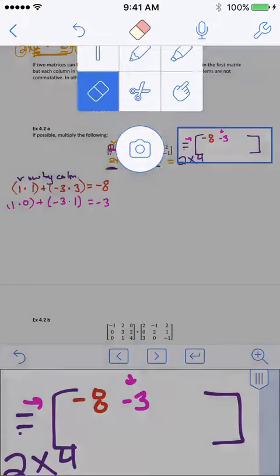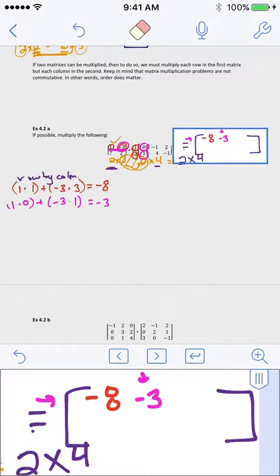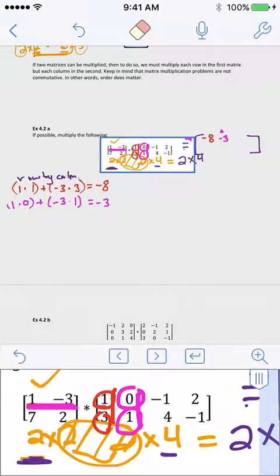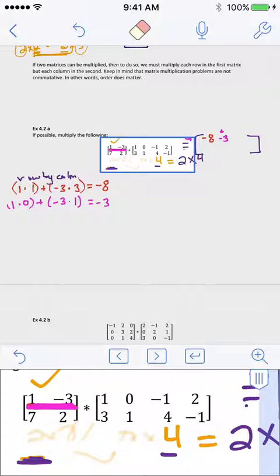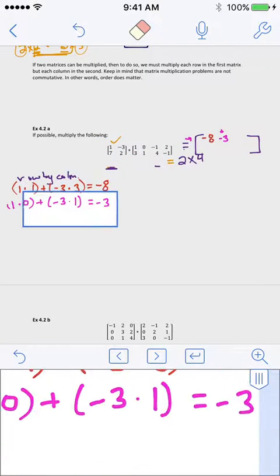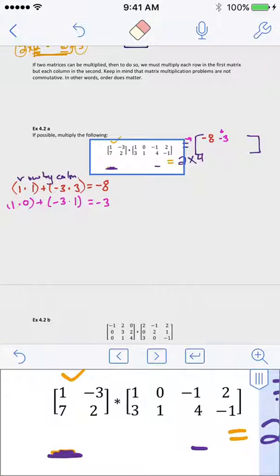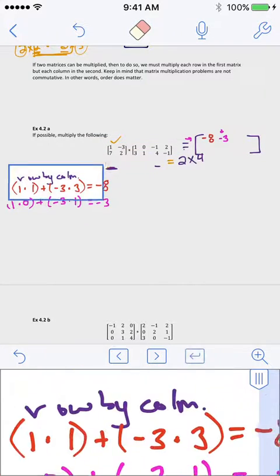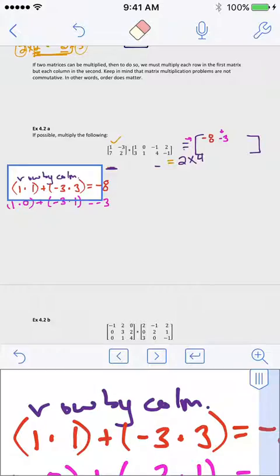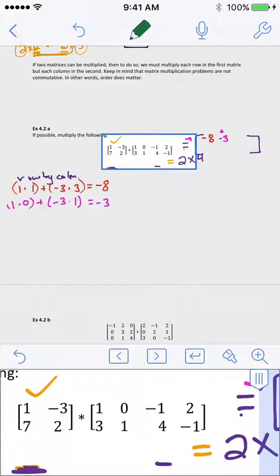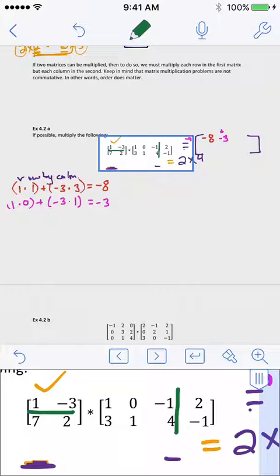Alright, now it's getting a little bit messy over here. So I'm just going to go ahead and erase the pink and blue, just so we can see a little bit more. But that's essentially what we're going to do with every single entry. We're going to multiply the row by each one of the columns. So let's keep going. I'll do this one in green this time. I'm going to multiply the first row by the third column.